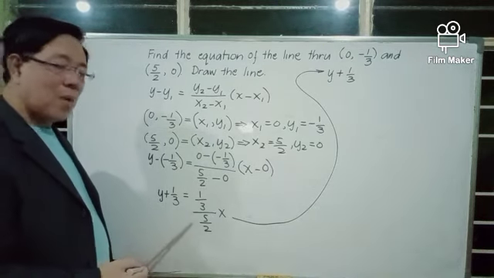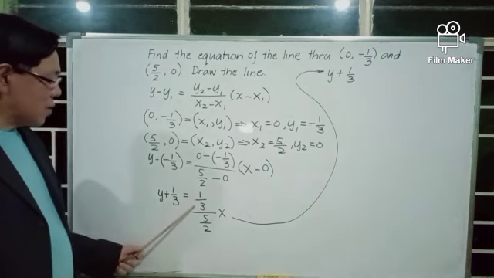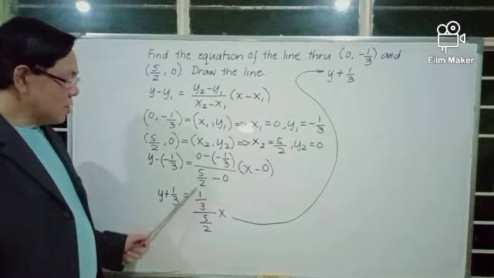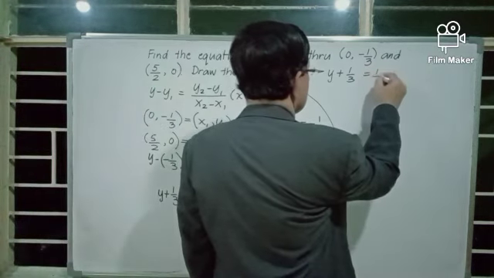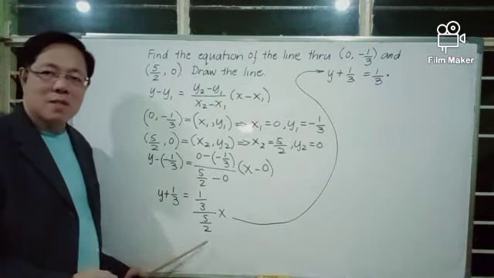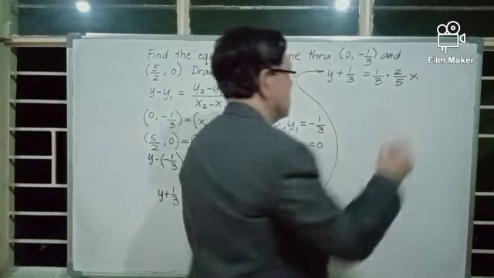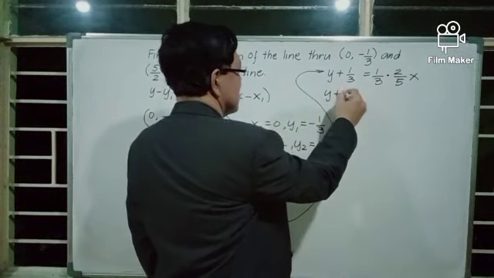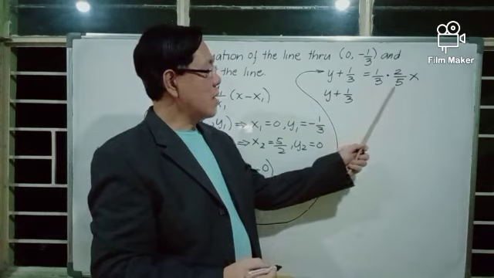Now we simplify this complex fraction. To simplify this complex fraction, we multiply the numerator by the reciprocal of the denominator. So this complex number is equal to 1/3 multiplied by the reciprocal of 5 halves, which is 2 over 5. And multiply by x. We have y plus 1/3. We multiply these two fractions.